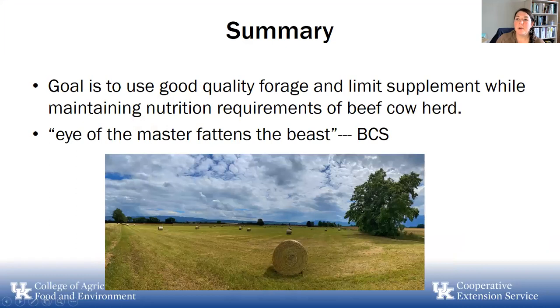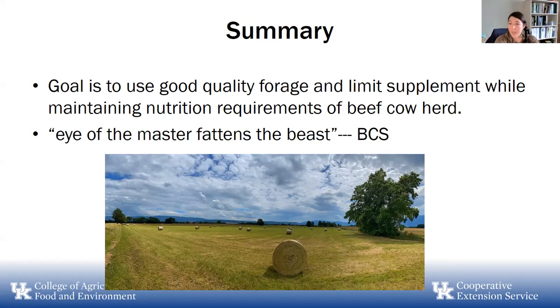All right, so in summary, our goal is to use good quality forage and limit supplement while maintaining nutrition requirements of our beef cow herd. We understand that feed costs are high. We understand that it takes a lot of time and money to develop a high quality forage. But there's several things that can go a long way in doing that. And if you've got, like I said, a spring calving herd, supplementing is probably your best bet. But understanding what quality forages you have will help you save money in the long run.